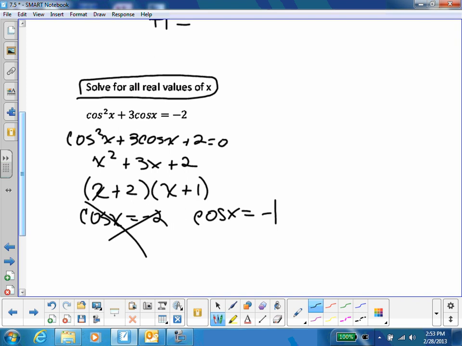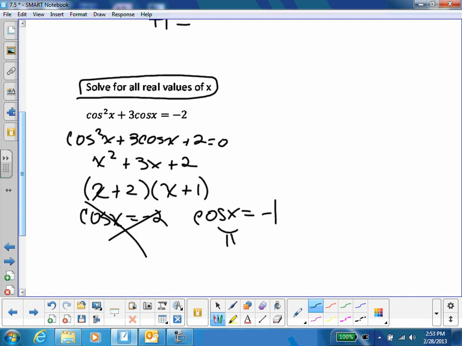Your answers are going to fall between positive 1 and -1 for cosine. You're never going to get a -2. So sometimes these answers aren't going to work. Remember, extraneous solutions? We had them in algebra. Cosine of what is -1? 180 or pi. Okay, so we want to be able to go around an undetermined amount of times.